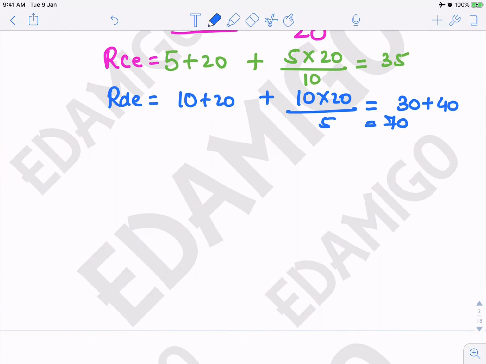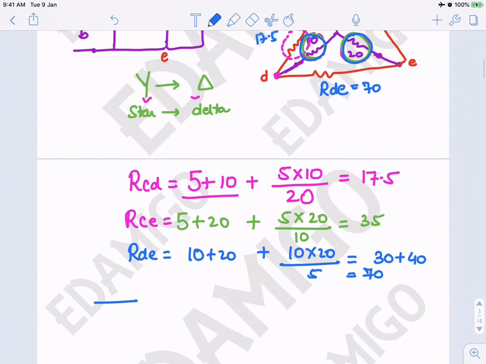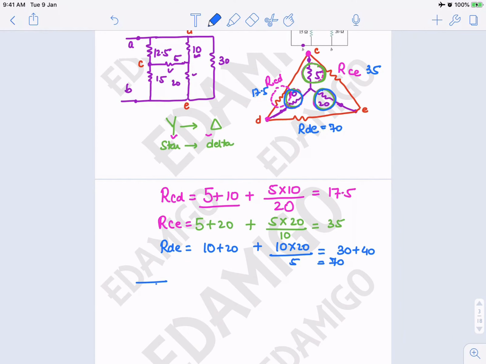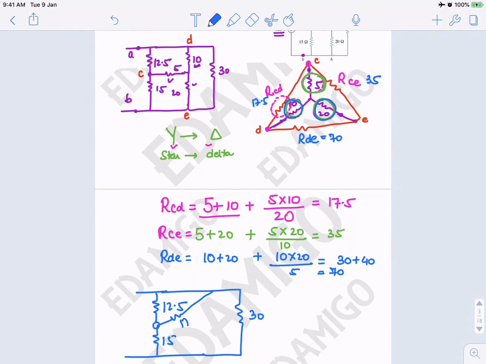Now if we redraw the above circuit, we can see 12.5, 15, and this is 30. The resistance here will be RCD, which is 17.5. The resistance here is RCE, which is 35, and the resistance here is RDE, because this is D, this is C, this is E, which is 70.